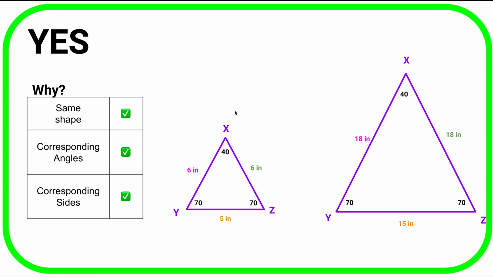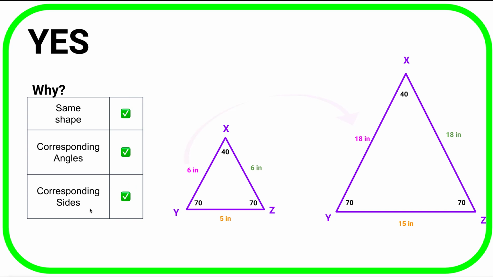If you answered yes, you are correct. Because they are the same shape, they are both triangles. If we look at the corresponding angles, both X and X are 40, both Y and Y are 70, and both Z and Z are also 70, giving us our corresponding angles.